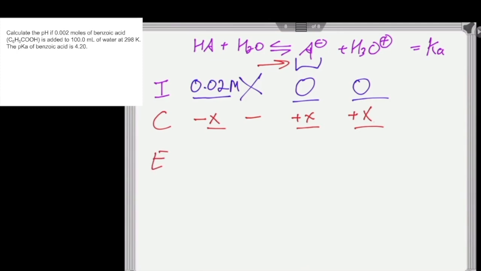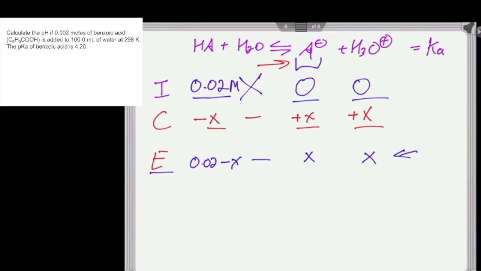Last is your equilibrium position. At equilibrium, it will be your initial minus your change. Again, water we're not paying attention to. This will just be X and X. The equilibrium value is the algebraic form of how many moles, or what the concentration is, after it's reached equilibrium. So now we have an expression with a single unknown to solve.